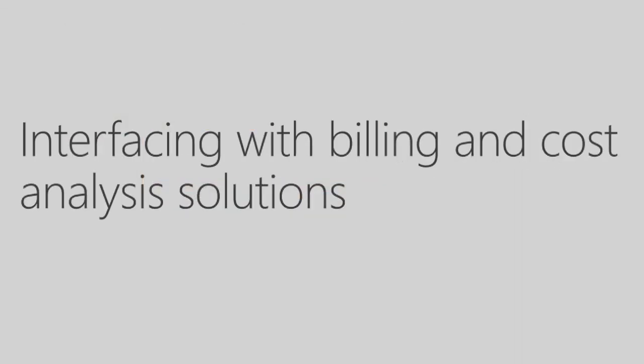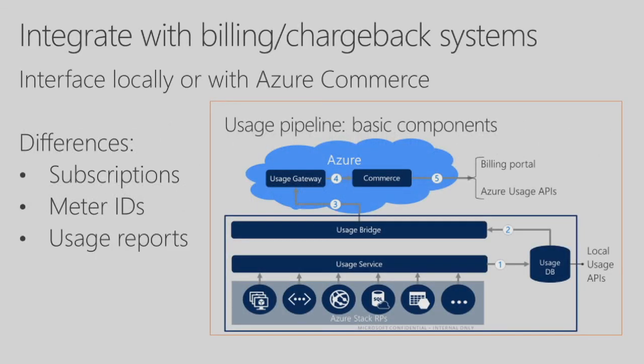OK, so now the next topic that we want to cover is taking this usage information and integrating it with billing and cost solutions. Do you want to go from here? Yeah. All right. So basically what this section covers is it talks about the local APIs in detail so that you know exactly what data you're going to get out of that. And when do you use the local APIs versus when do you use the commerce APIs.